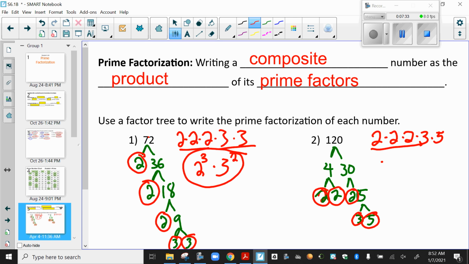I had 2 3 times. I had 3 1 time. Remember, you don't have to put the 1. I have 5 1 time. If you break these up in the other way, if I had done 2 and 60, or if I had done 15 and 8, right? I'm still going to get the same answer because they're all going to always work out the same way. These answers stick around, all right? Let's do the next one.